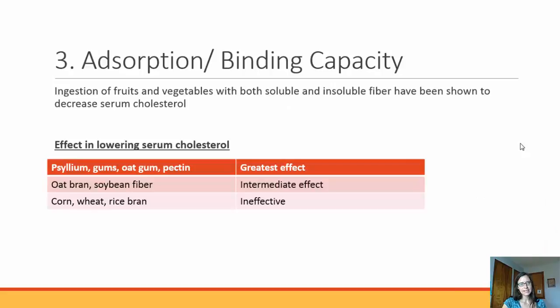And we see that indeed some of our fibers, like oat bran and soybean fiber, have been shown to decrease serum cholesterol.